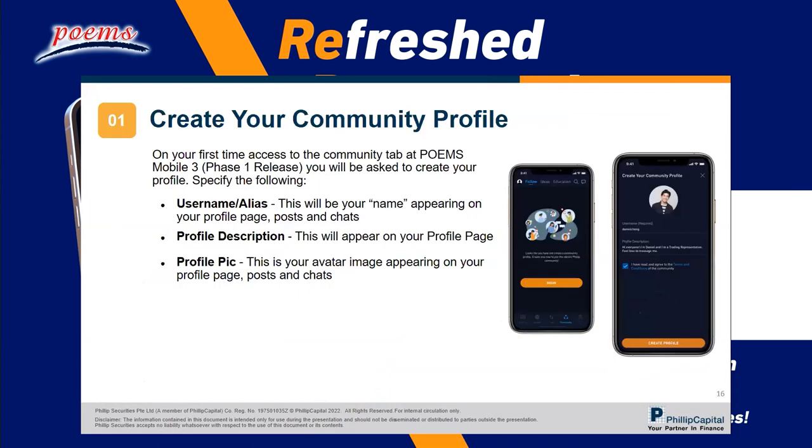So first things first, how do you create your community profile? On your first-time access to the community tab at Poems Mobile Tree, which is currently a phase 1 release, you'll be asked to create your profile.